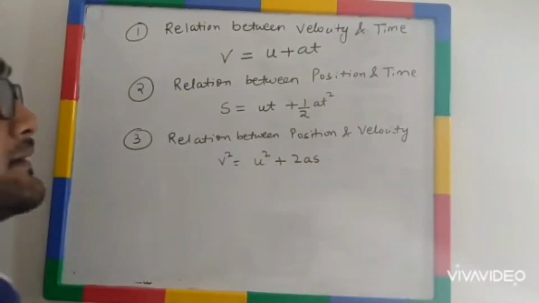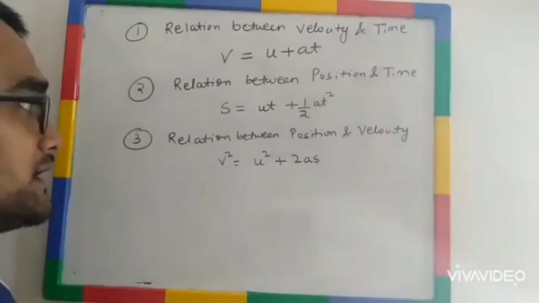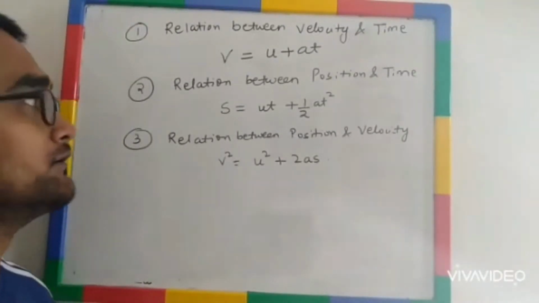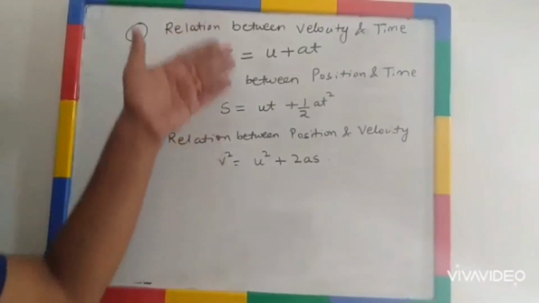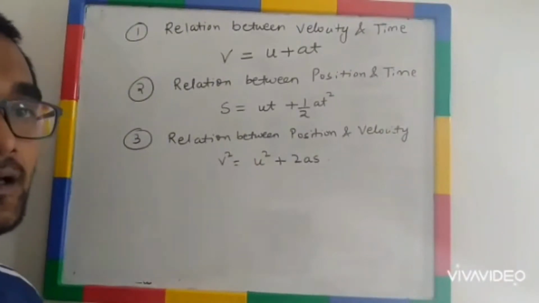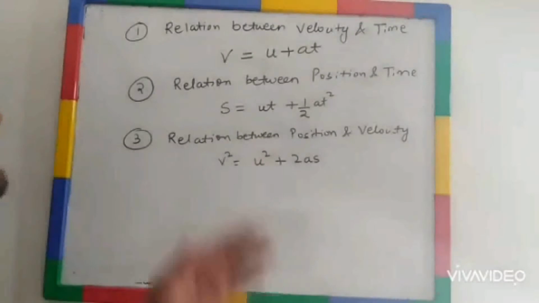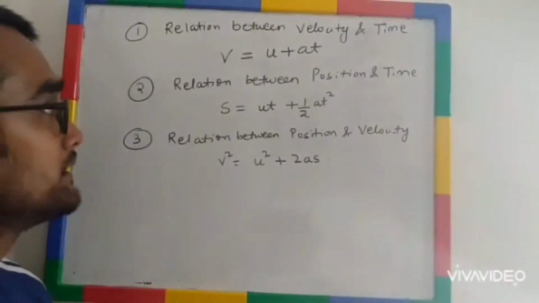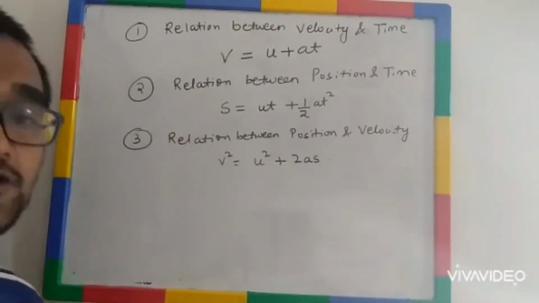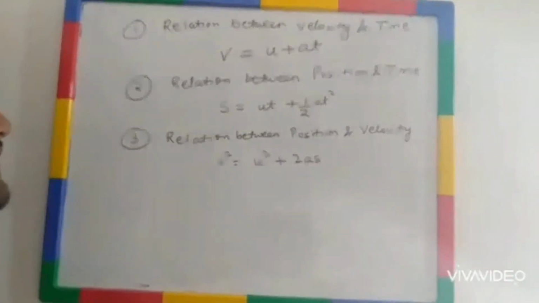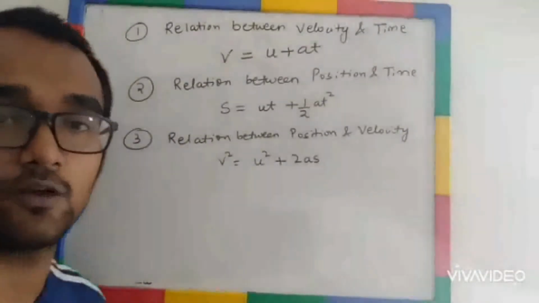So friends, the topic on which I will post my first video will be related to these three equations of motion, and I will derive all these three equations of motion. The first one is relation between velocity and time. The second one is relation between position and time. And the third one is relation between position and velocity.